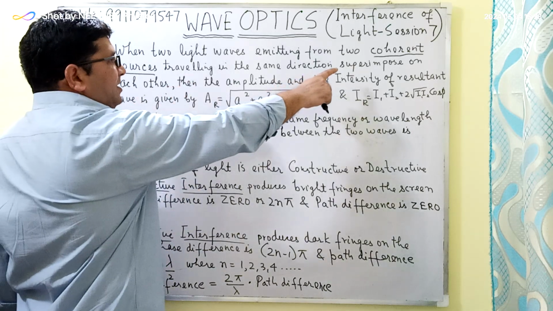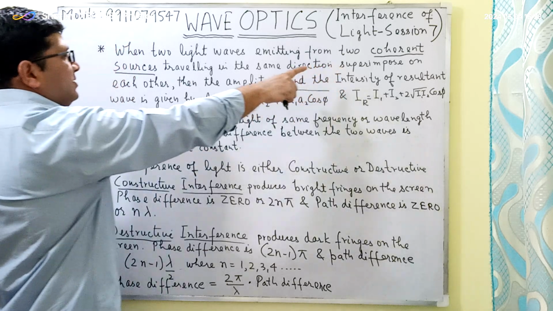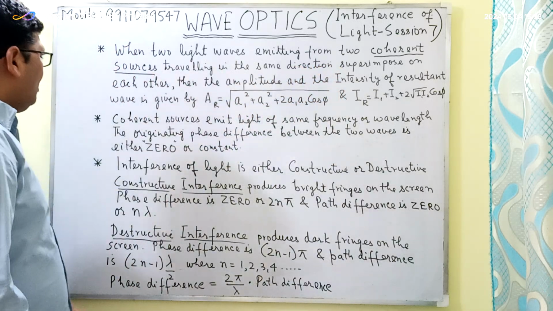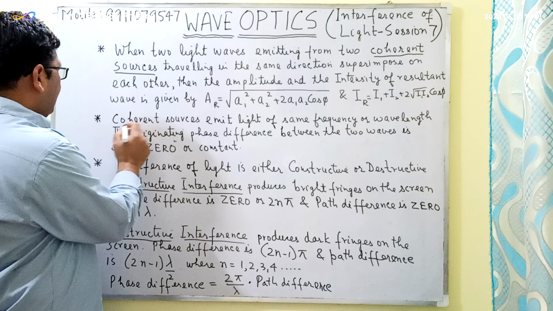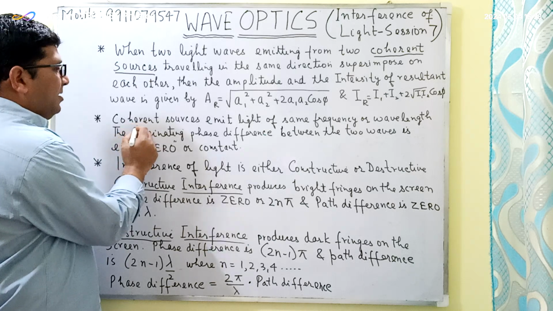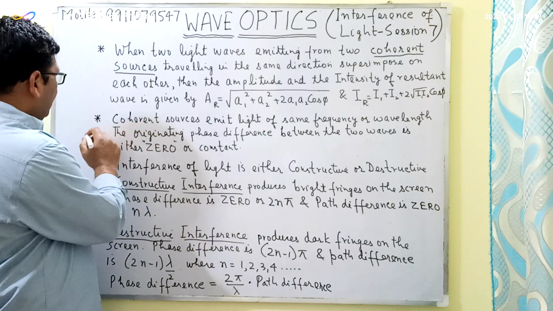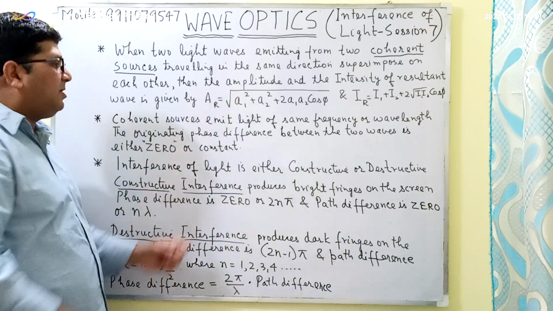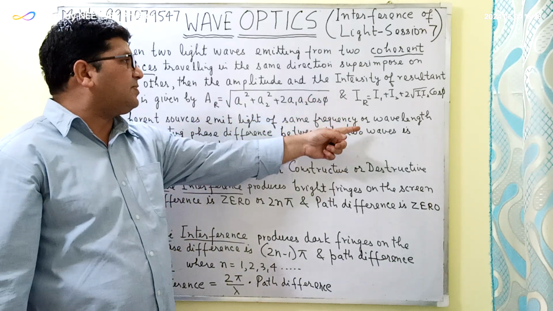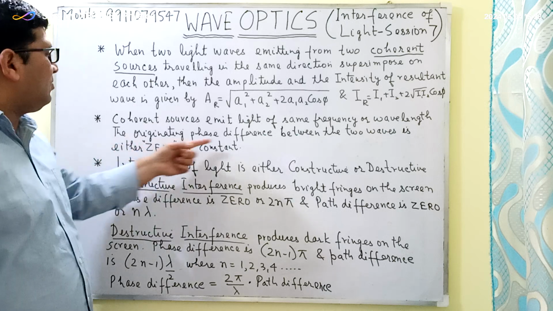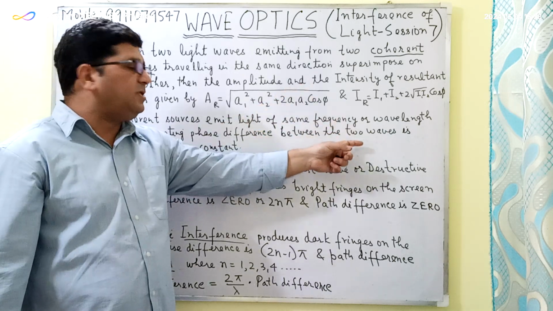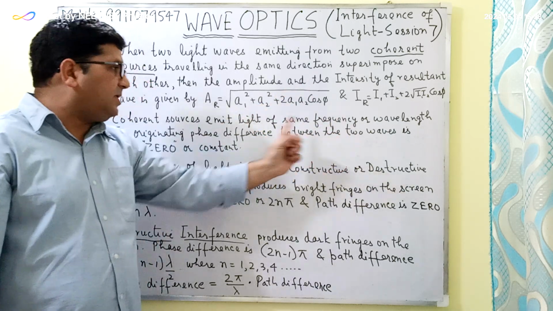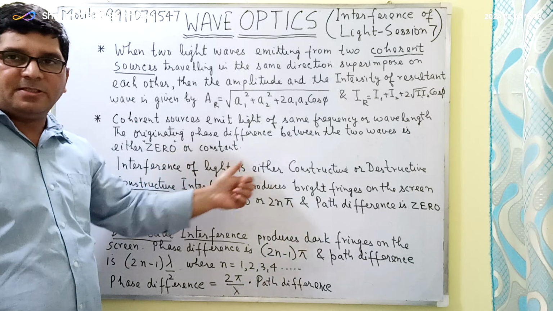Here in this definition you will find two words, that is, coherent sources. So I have written down the definition of coherent sources in the second point. Coherent sources are those sources which emit light of the same frequency or wavelength, and the originating phase difference between the two waves is either zero or constant.